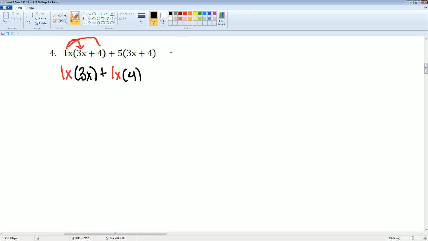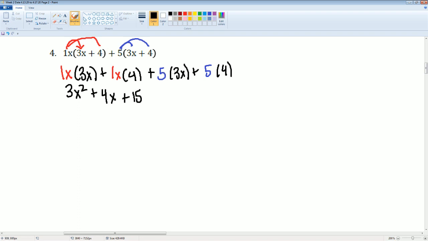This doesn't do anything. So no one really writes 1x. Then you have 5 times 3x, plus then you have your 5 times 4. Right? So what's 1x times 3x? 1 times 3 is just 3. x times x is x squared. 1 times 4 is 4. And there's just an x there. 5 times 3 is 15. And there's an x here. 5 times 4 is 20.